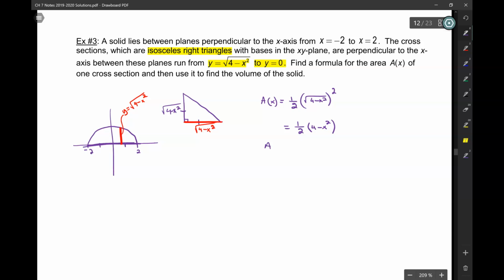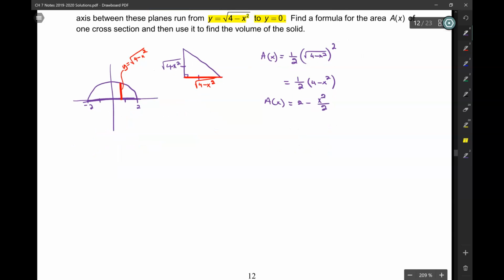So A of x is 2 minus half x squared. Okay. Volume is the integral from negative 2 to 2, 2 minus x squared over 2 dx.